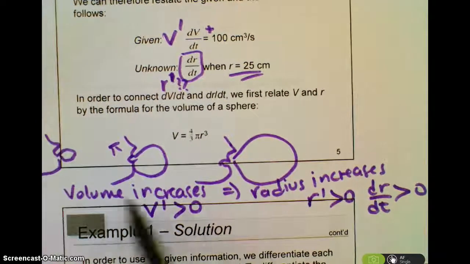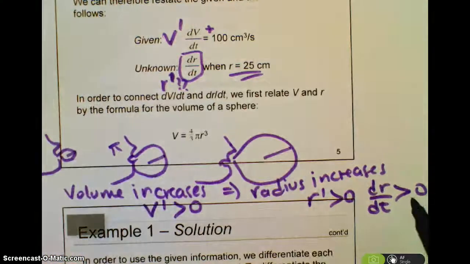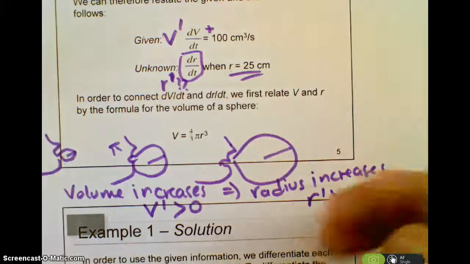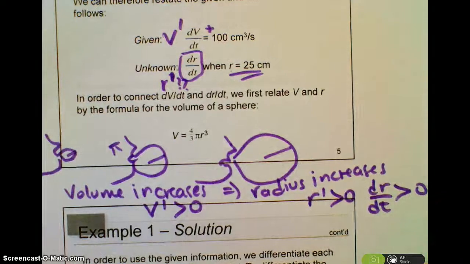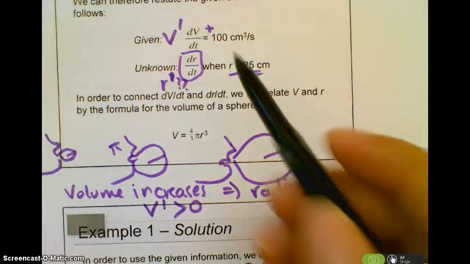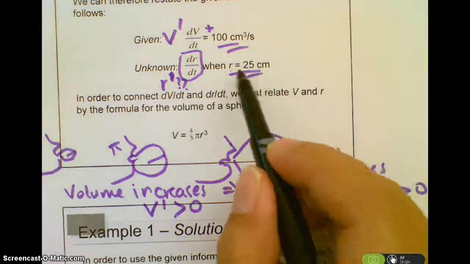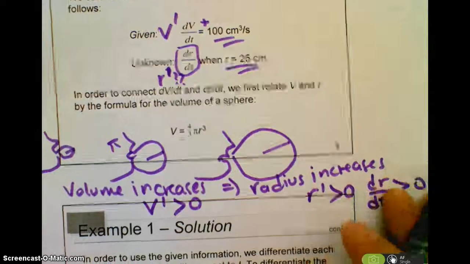Now, remember that the radius is changing as the seconds go by. So when the radius is 25 centimeters, that's only one moment in time. It doesn't mean that the radius is always 25, because if the radius is always 25, then the volume is always the same. And then it wouldn't make sense to have change of volume with respect to time. So please refrain from replacing 25 at the very beginning of the equation, because that's not the point.